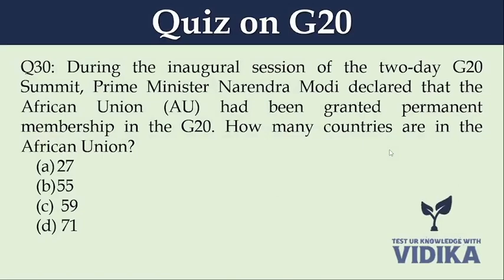During the inaugural session of the two-day G20 summit, Prime Minister Narendra Modi declared that the African Union (AU) had been granted permanent membership in the G20. How many countries are in the African Union? Option A 27, option B 55, option C 59, option D 71.